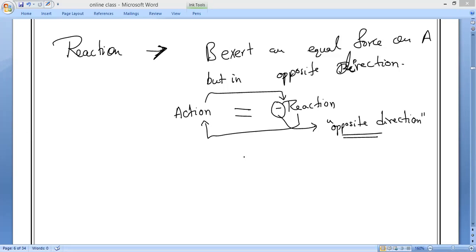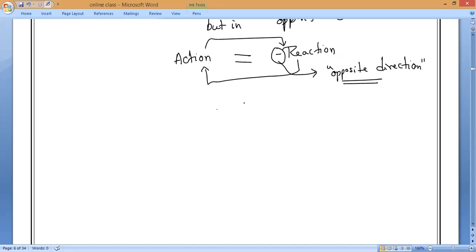Thus, we find that force always exists in how, guys? In pairs. Okay, pairs. All of you should remember.